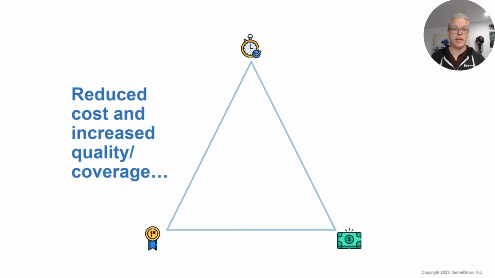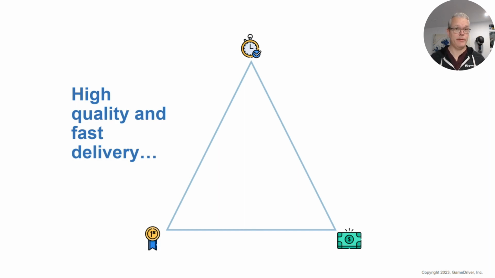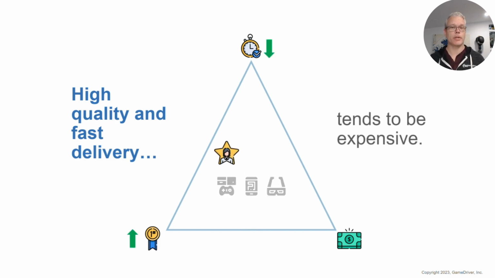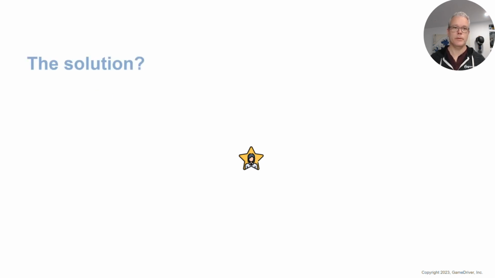If we want reduced cost and increased quality and coverage, this takes much more time to deliver. Effectively, we want to get everything done before we put it out the door so that we can move on to the next release. This is most often the cause for delays. If we want high quality and fast delivery, this tends to be much more expensive because we need to increase the number of resources behind testing, including the people and the environments used to achieve the work. There's also a diminishing return on how much improvement adding more resources can bring to any development process. So what do we do?